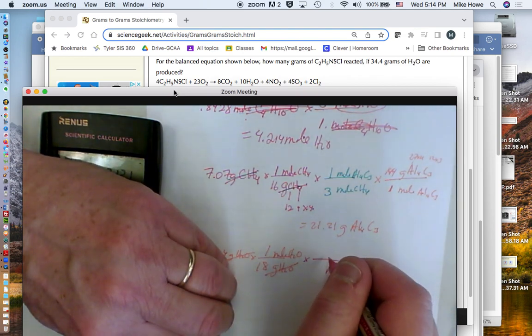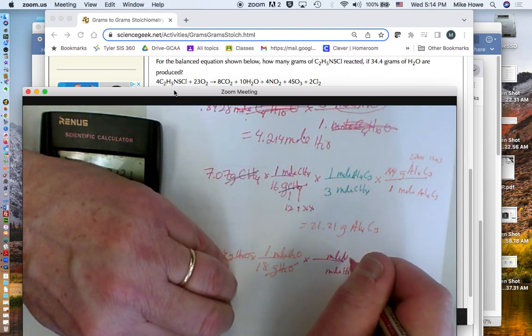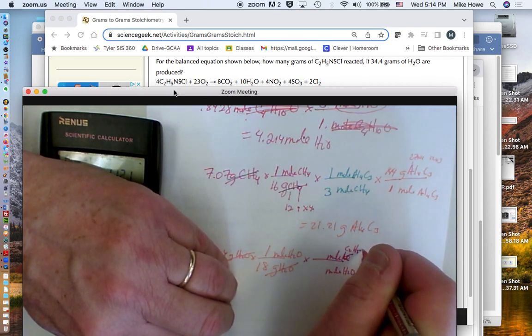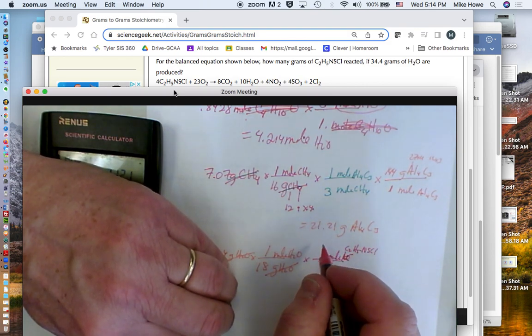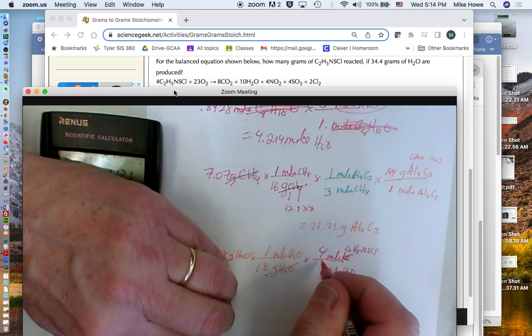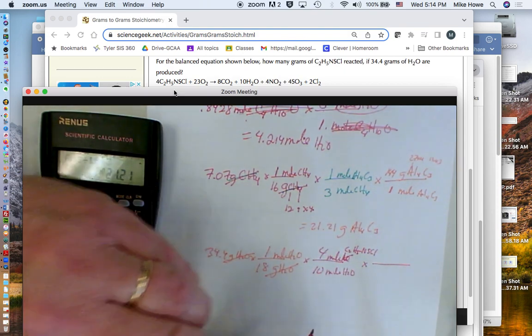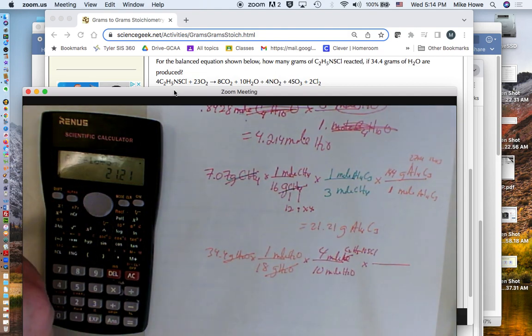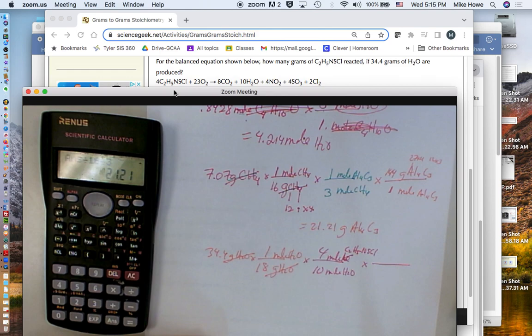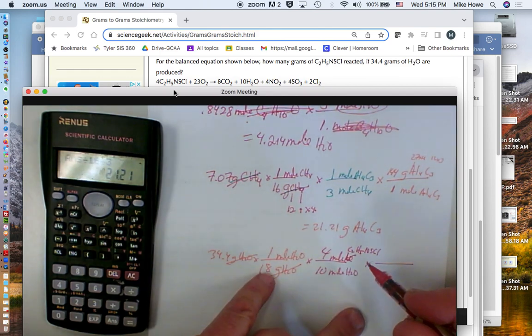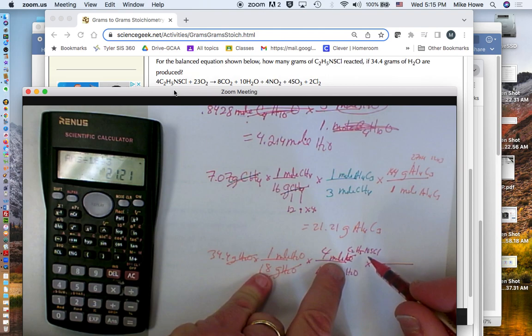So we're going to put moles of C2H5NSCl. And the number in front of that is a 4, and the number in front of the water is 10. All right, so that's the mole ratio step. That's what we began class with today, the day that I introduced stoichiometry. Now, whatever we have to do, the final step is change into grams of this compound.